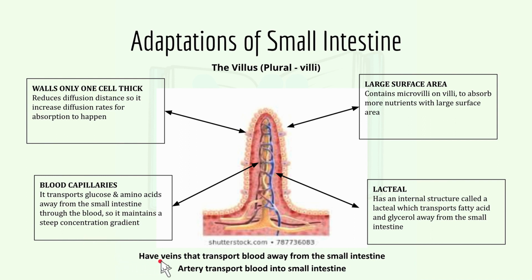And it has veins that transport blood away from the small intestine, and an artery that transports blood into the small intestine. It also has an internal structure called the lacteal, which transports fatty acids and glycerol away from the small intestine. And for large surface area, it contains microvilli on the surface of the villi to absorb more nutrients with a larger surface area.